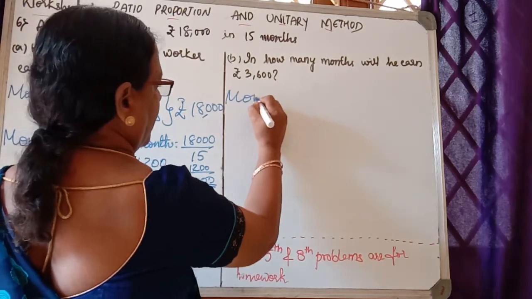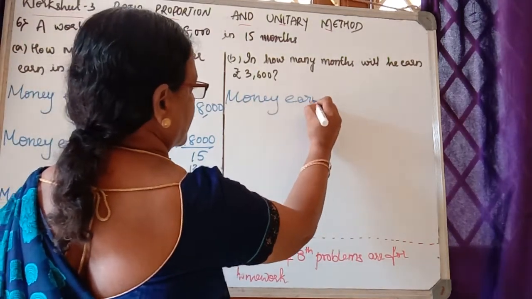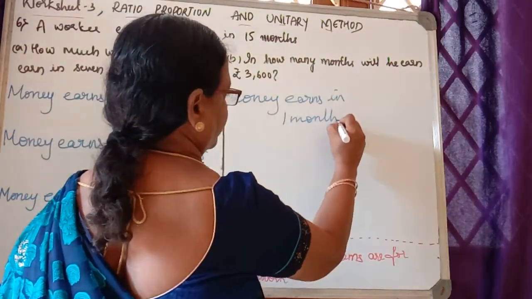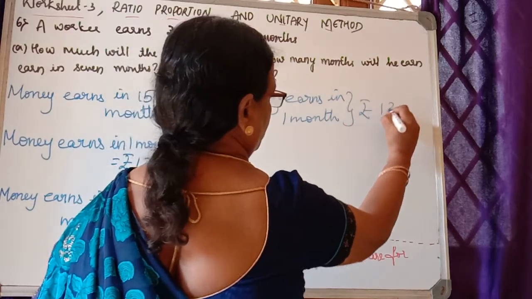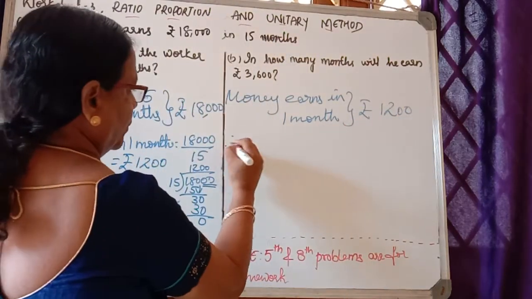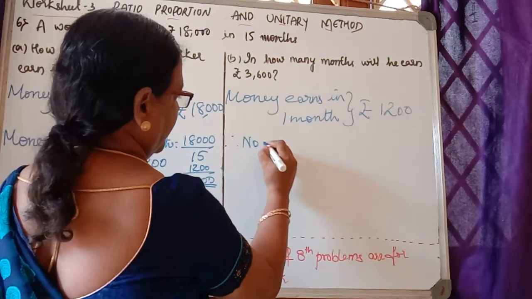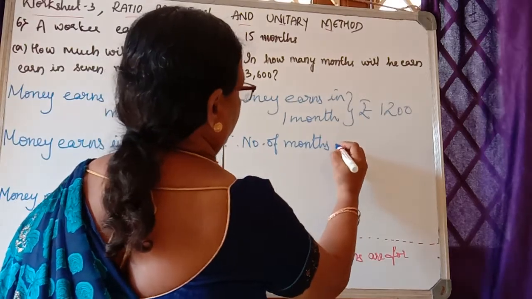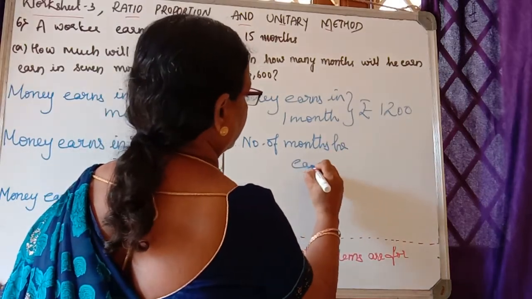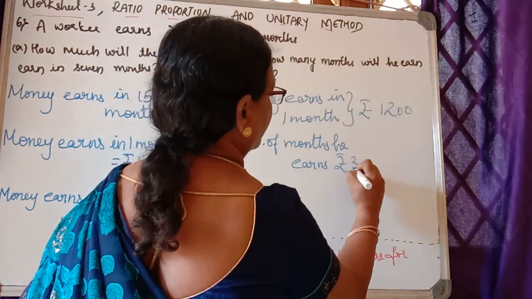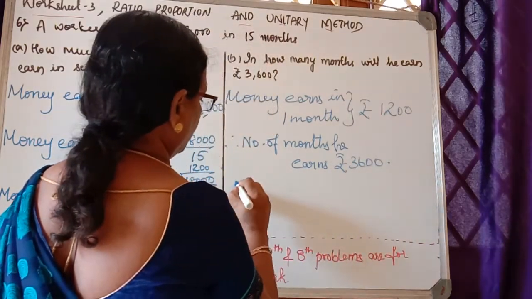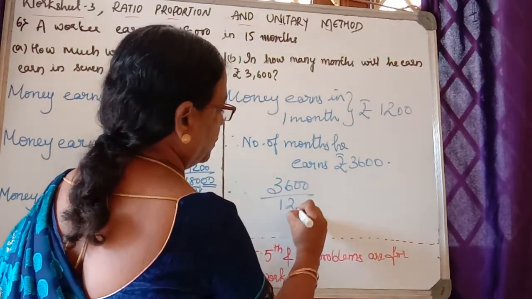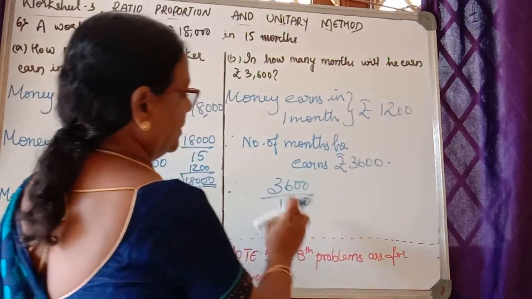So, the money earned in 1 month is equal to rupees 1,200. Therefore, the number of months he earns rupees 3,600. Here, how many months he will earn means what will we do? 3,600 divided by 1,200, because he earned 1,200 in 1 month.